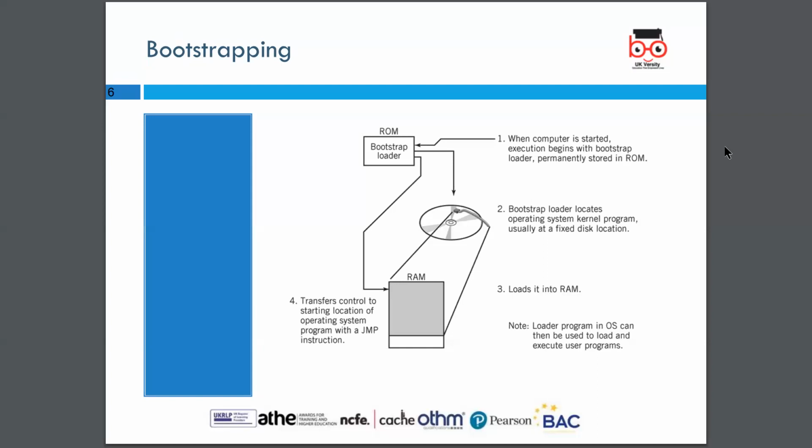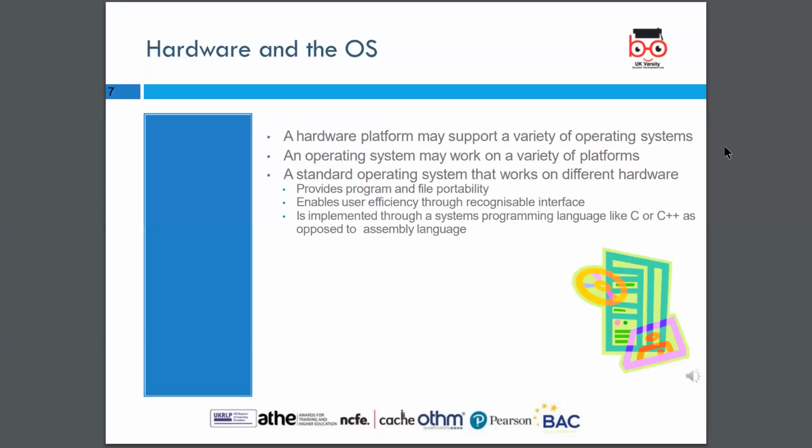And then the loader program in the operating system can be used to load and execute user programs. And you end with transferring control to the start location of our operating system. So here we do have a simple definition where it says the hardware platform can support a variety of operating systems.